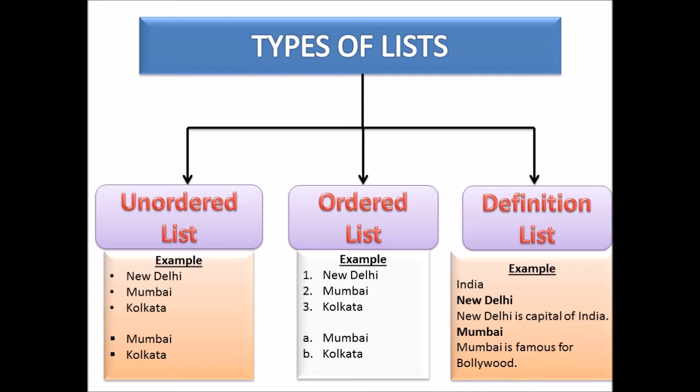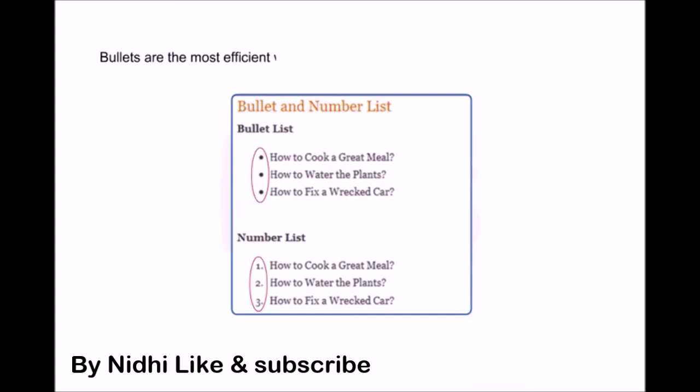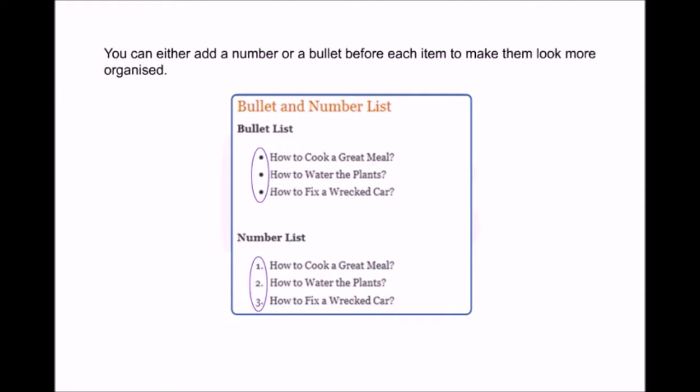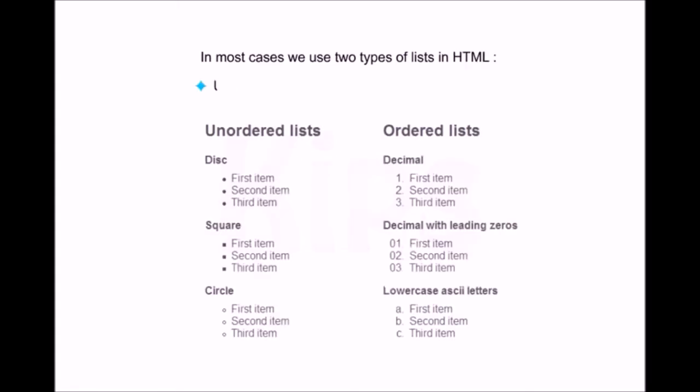So let's see more about the bulleted list. Bullets are the most efficient way of presenting information in a precise manner. HTML supports various elements to create a list for displaying items in a specific order. A list is a great way of organizing data on your website. It can be defined in different styles. You can either add a number or a bullet before each item to make them look more organized. In most cases, we use two types of list in HTML: unordered list and ordered list.